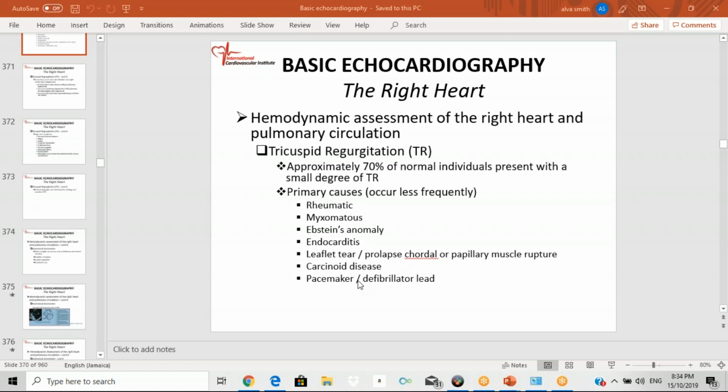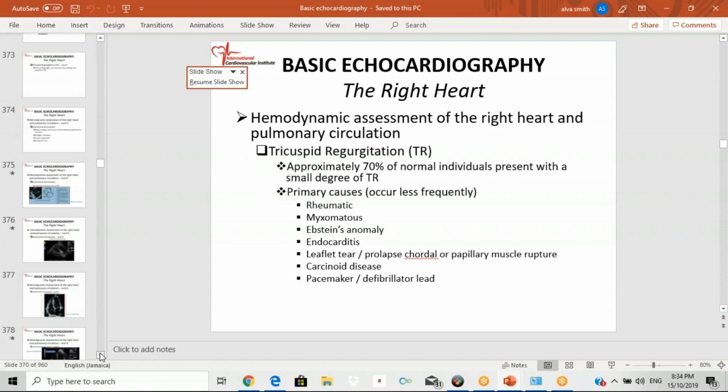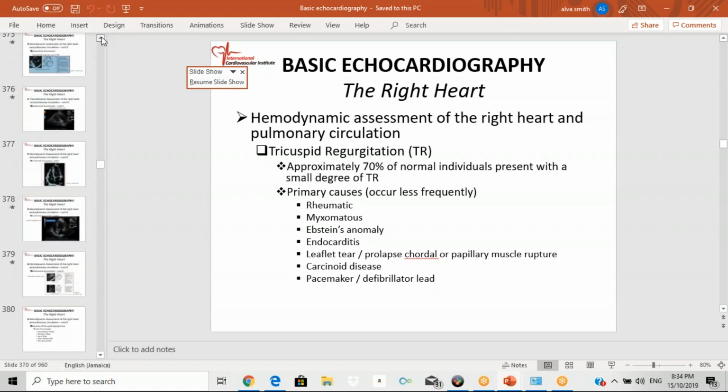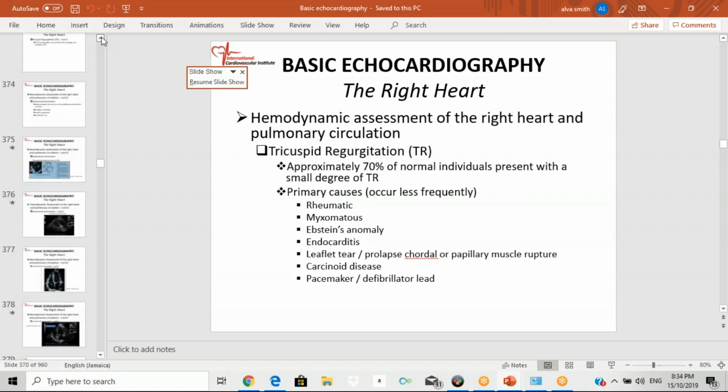Carcinoid, again, not very common, but it appears in a lot of tests. And then pacemaker and defibrillator leads. When you put in these leads, you're supposed to have significant play. It's supposed to be fairly loose, not to constrict the leaflet, but sometimes that doesn't occur and the leaflet is restricted.